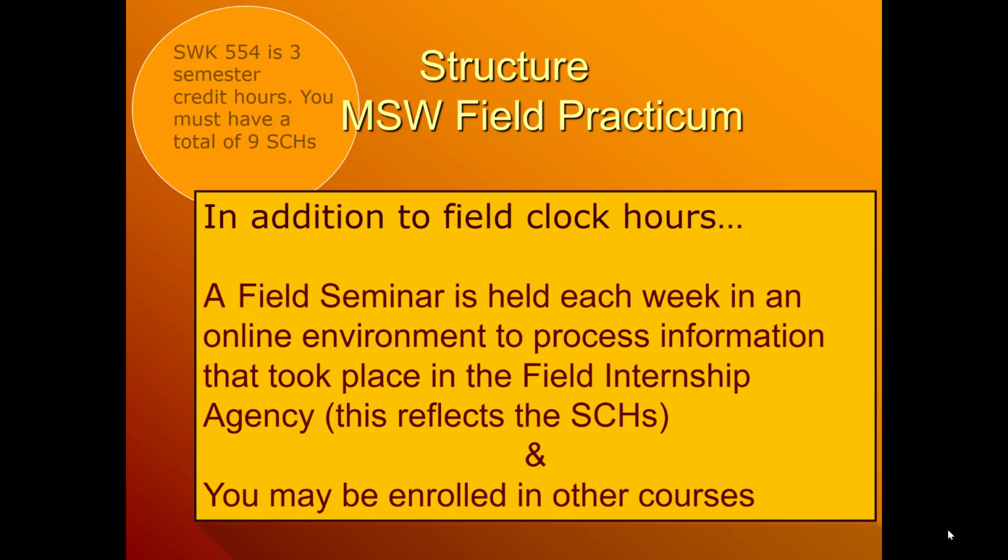You have to have a total of 9 semester credit hours in field to complete your degree. Again, this requires that you enroll in Social Work 554 across 3 semesters, and you complete the clock hours. In addition to the field seminar and being in the agency completing those clock hours, you may also be enrolled in other courses. If you're going full-time, then you will probably be enrolled in 3 other content courses in addition to your seminar and in addition to being in your field agency.